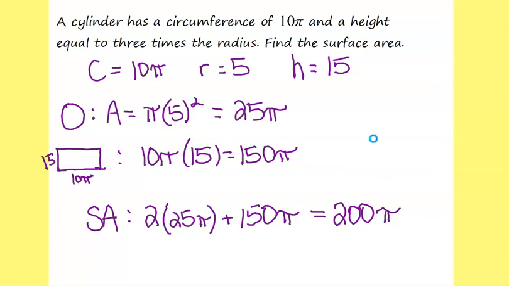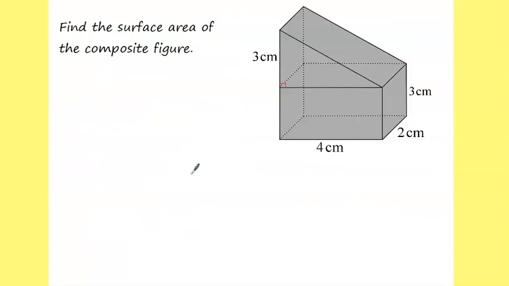Let's look at one more. This is a composite figure, meaning we put two different three-dimensional shapes together. And in doing so, we've covered up the bottom of this triangular prism and the top of this rectangular prism. If it is covered up, then we don't count that as part of the surface area. So we're not going to be counting the bottom of the triangular prism or the top of the rectangular prism. Let's start with the rectangular prism.